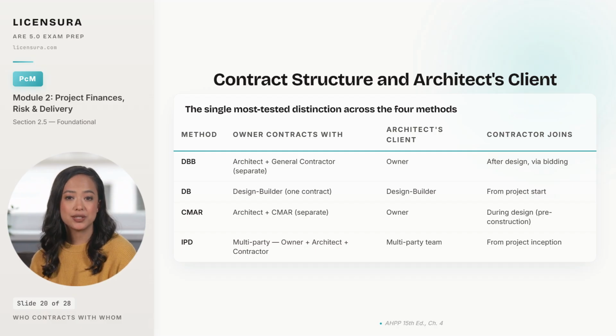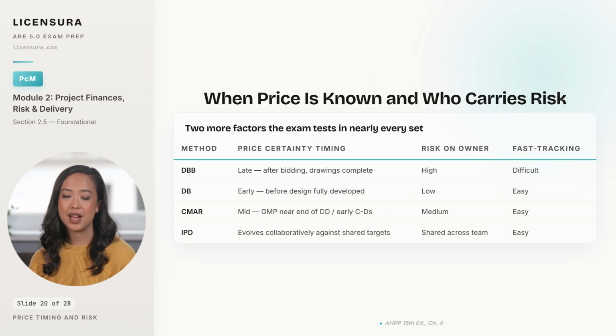Notice that the question, "Who is the architect's client?" gives you the delivery method on its own. Owner means DBB or CMAR. Design builder means DB. Team means IPD. Layer in the timing of price certainty and the distribution of risk, and the second high-yield comparison snaps into focus. Price certainty timing is the second high-frequency exam axis, and it lines up with risk in a predictable way.